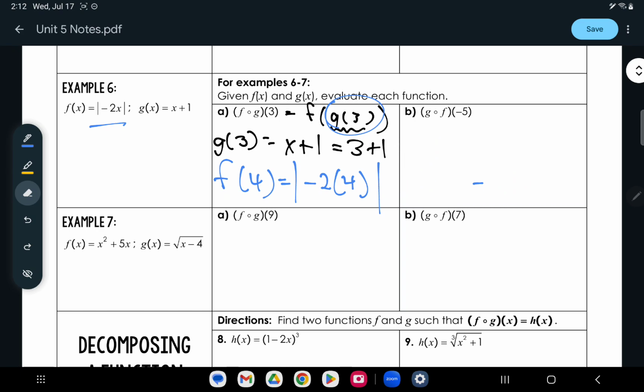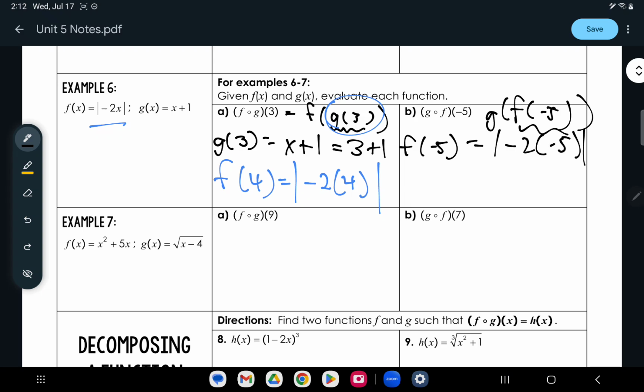And I can do it backwards and go the opposite direction and plug in f first, so g f of -5. So I need to find f of -5 first. So let's see, absolute value of -2 times -5 gives me the absolute value of 10, which is just 10. Now I can take and plug that in right here. And now I have g of 10. So 10 plus 1 is 11. It's kind of cool, right?